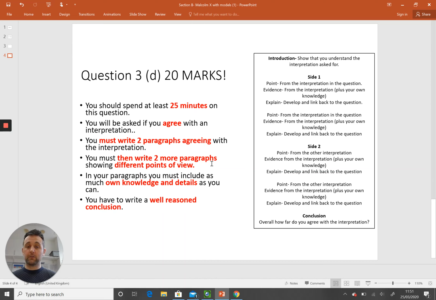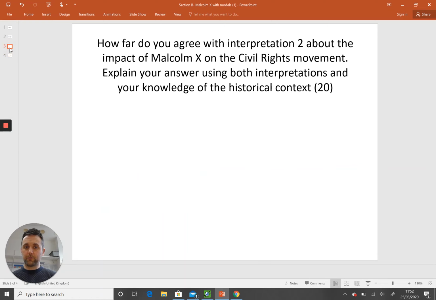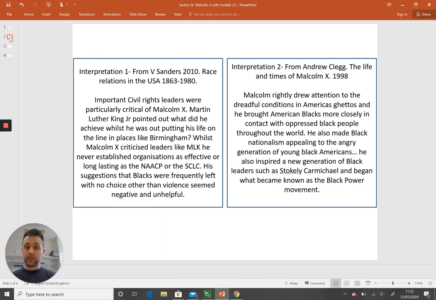Conclusion is really important. Introduction, I would say, is more optional, although it might help you to set out your argument. I'm going to focus on the core paragraphs. I'm just going to do 1 on each side, and then a conclusion. Right, so now we know what we're looking for, which is the impact of Malcolm X. Then we can look at the interpretations. Let's look at this one first.